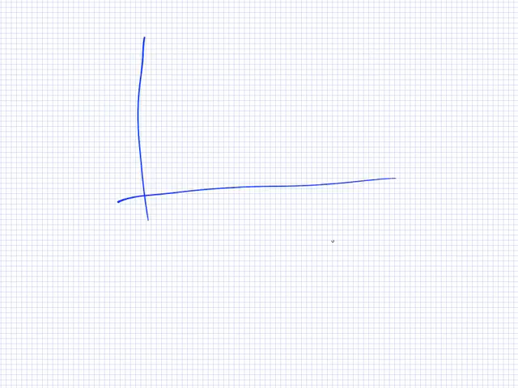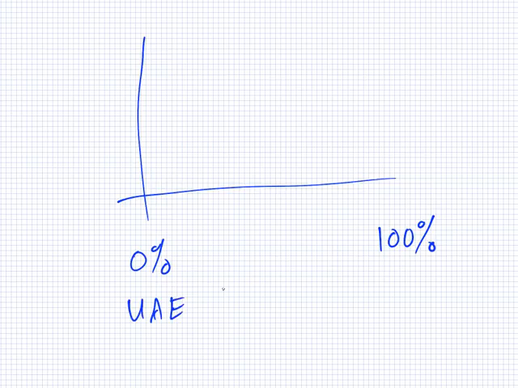So this is for a country, and each country decides how much to tax its citizens, from 0% to 100%. I don't know, North Korea or something like this. So we're going from something like UAE to North Korea or something.